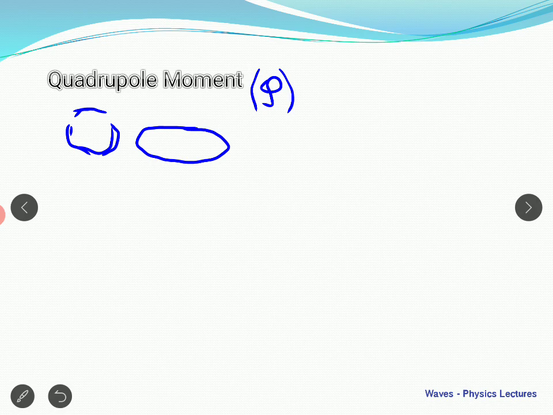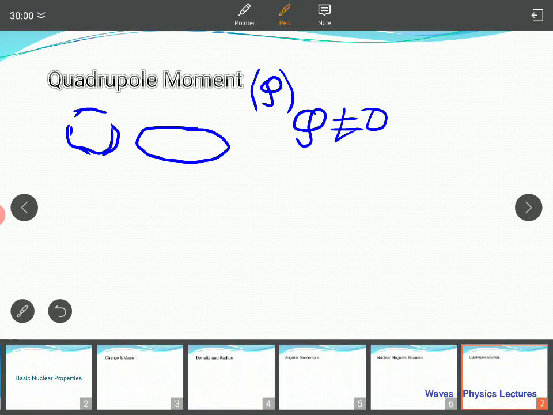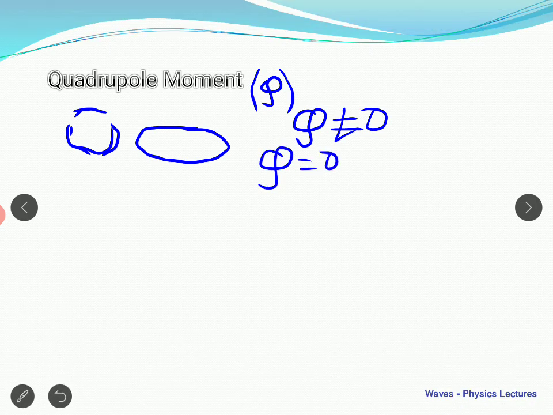So Q in general is not zero, except for I equal to 0 and I equal to 1/2. So Q is not equal to 0, but Q will be 0 for I, which is nothing but the intrinsic spin of the nucleus, or the angular momentum rather, I equal to 0 and I equal to 1/2. Just remember this. Q is observed to be 0 experimentally.